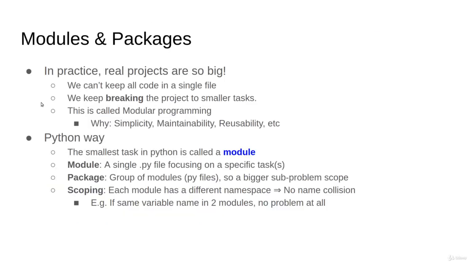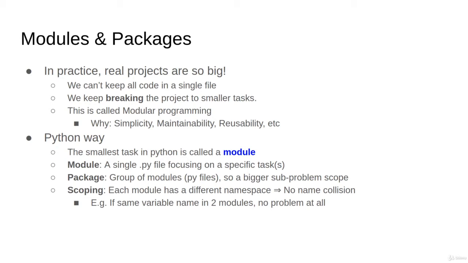In practice, real projects are really big, and you cannot keep all your code in a single file. This pushes us to break projects into smaller tasks. The idea of breaking a big task into subtasks in programming, we call modular programming. Modular programming is all about taking a big project and breaking it into small parts. Every one of them is manageable.